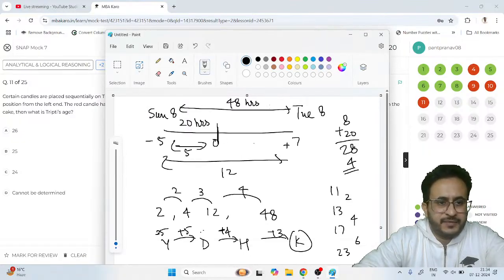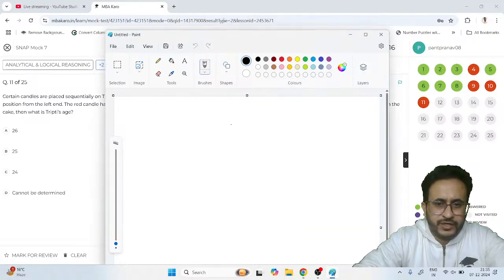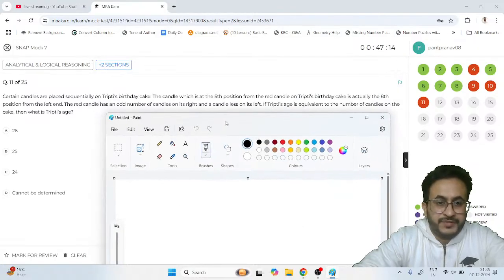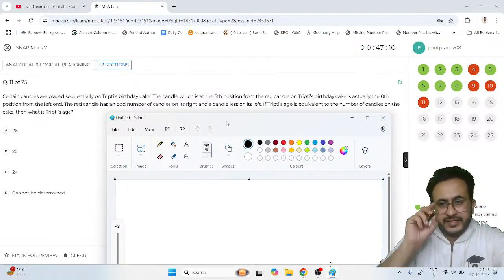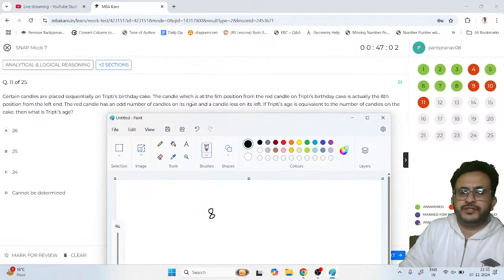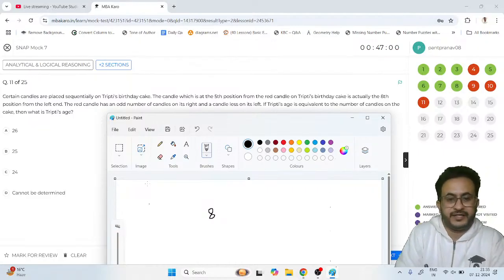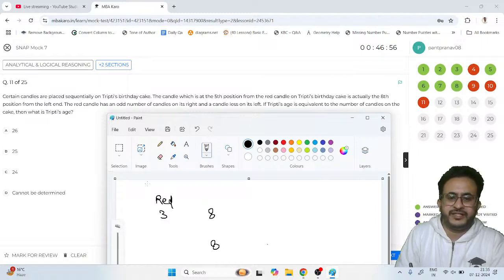Certain candles are placed sequentially. Okay, so this is an order ranking question. On Tripti's birthday cake, the candle which is fifth position from the red candle is actually the eighth position from the left hand. So eighth is the candle which is fifth position from the red candle. So red could be 3, or another possibility is red is 13.